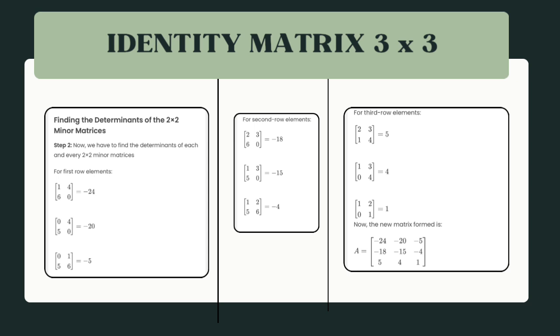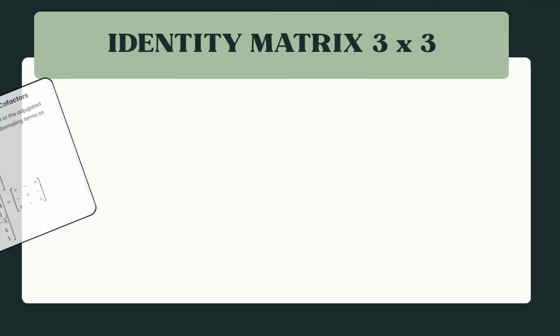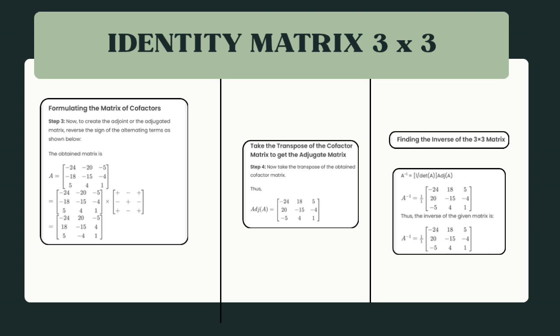For the third row elements: 2, 3, 1, 4 equals 5. 1, 3, 0, 4 equals 4. 1, 2, 0, 1 equals 1. Now, the new matrix formed is A equals negative 24, negative 20, negative 5, negative 18, negative 15, negative 4, 5, 4, 1. Then, formulating the matrix of cofactors.